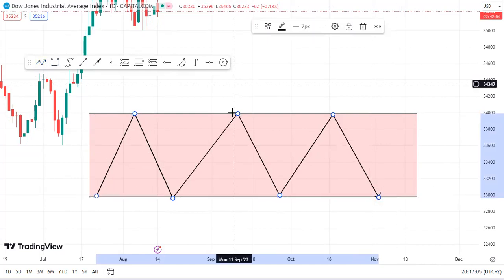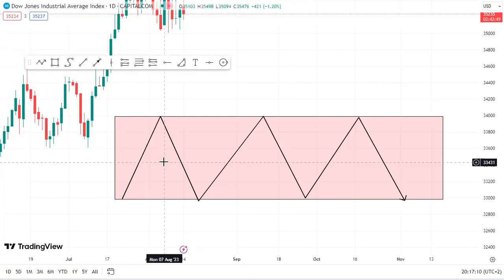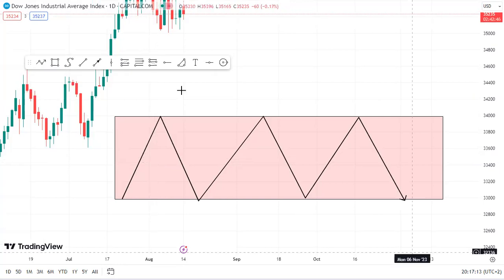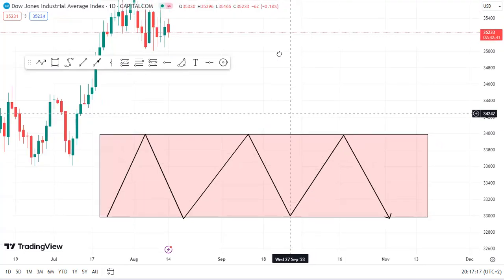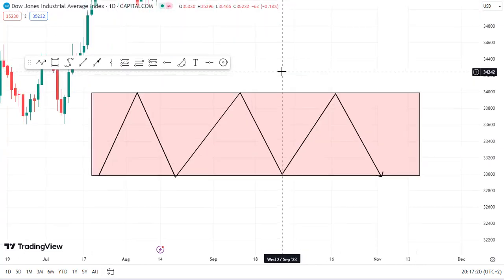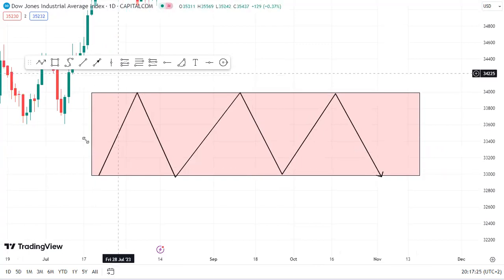So guys, this is how the market is moving. Let's say you have the market giving you this pattern. So what you do is, during this time, you know that the market is moving between point A and point B, right? Moving between point A and point B.